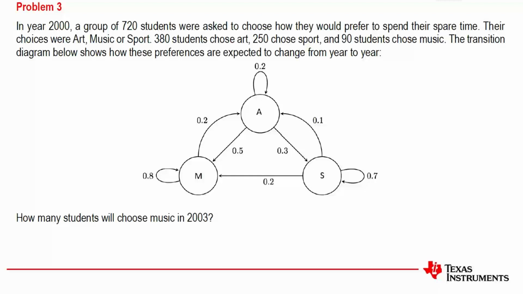So the question says, in the year 2000, a group of 720 adults were asked to choose their most preferred leisure activity. The choices were from art, music, or sport. And we have the values or numbers of people who chose each of those fields. Okay, so the first thing we have to do is to form our transition matrix and our initial state matrix.